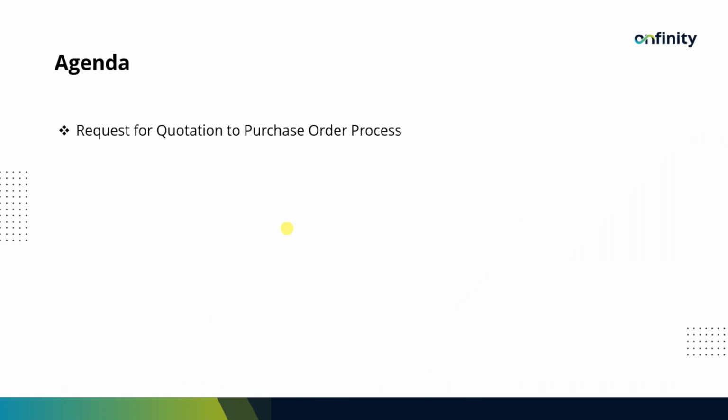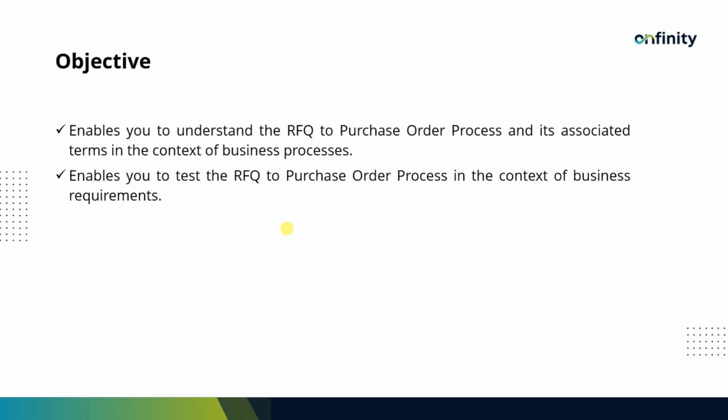We will work through the request for quotation to purchase order process step by step, understand its business relevance, and explore the key components that make this process successful within the Onfinity system. The objective of this session is to enable you to understand the RFQ to purchase order process and its associated terms in the context of business processes. It also enables you to test the RFQ to purchase order process in the context of business requirements.